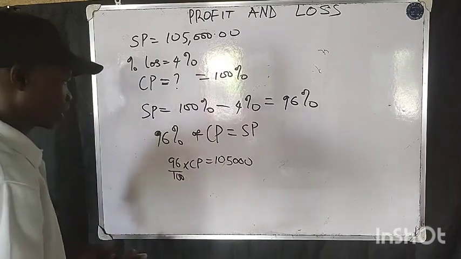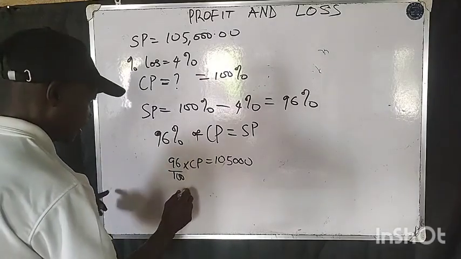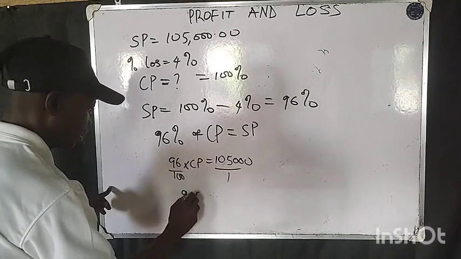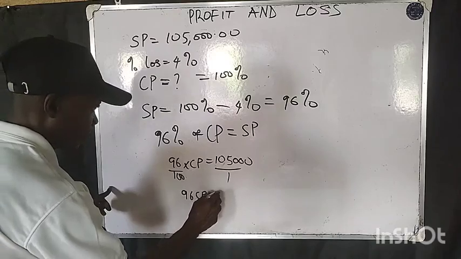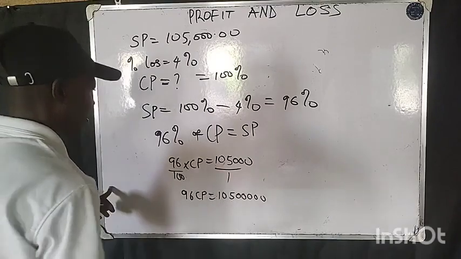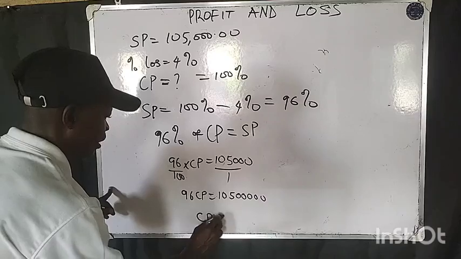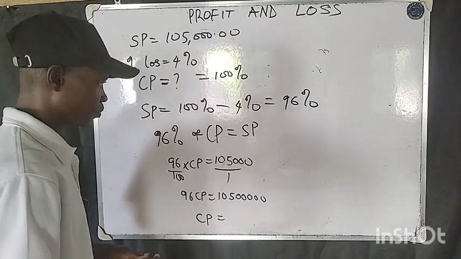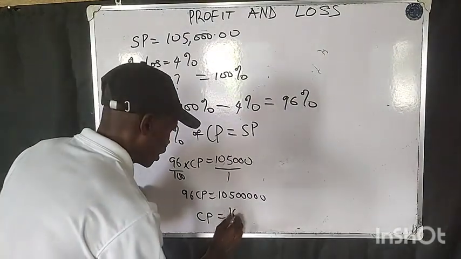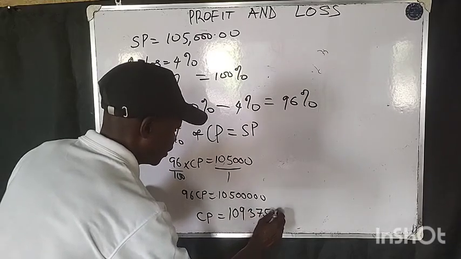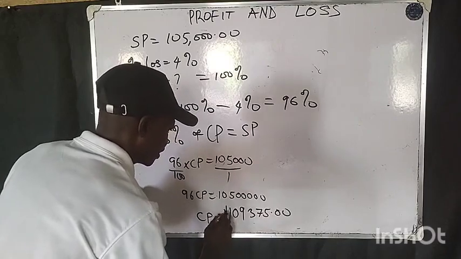So at this point, we cross multiply, right? So we write 96 CP, then 105, and we divide both sides by 96, then we get our cost price, which is 109,300 what? 75 naira. So this method is always faster and is recommended for complex questions.